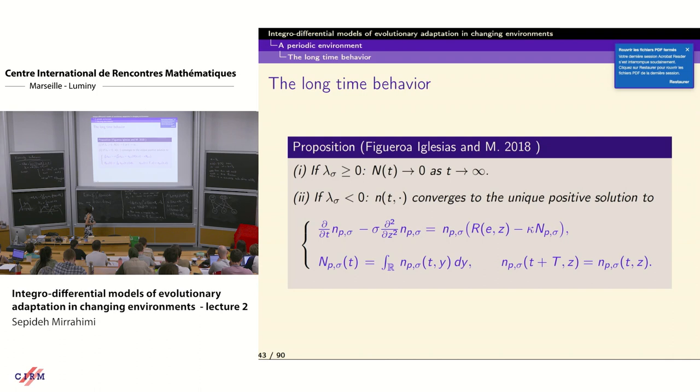Okay. So under these assumptions, then we can show that, similarly to what we had the last time, if this eigenvalue is positive, then the total size of the population goes to zero. And if not, then the solution, the population survives and there is no extinction, and then at infinity it converges to a positive function in P sigma, which is now the solution to this periodic equation. So it's the same equation as from the beginning, but now the solution becomes periodic. So if we wait for a long time, the solution becomes periodic.